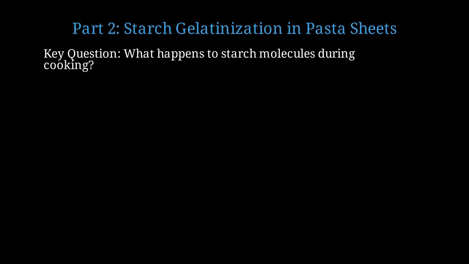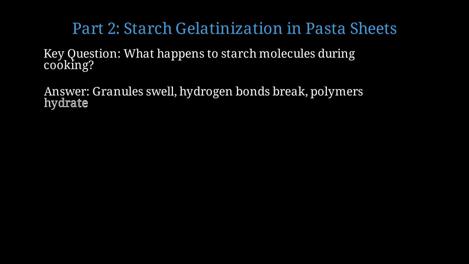Next, we examine the molecular transformation of starch. Pasta sheets contain approximately 70% starch by dry weight, primarily amylose and amylopectin. Here is our second question. What happens at the molecular level when starch granules are heated in the presence of water? The answer involves a phase transition.